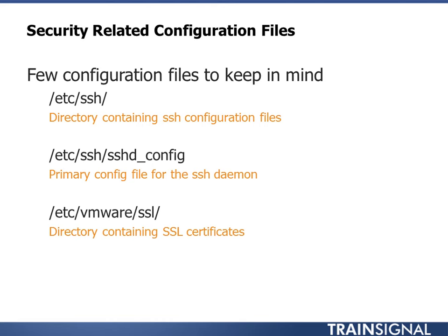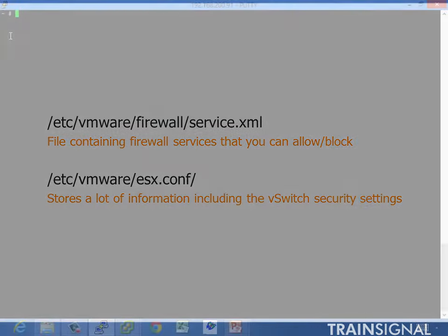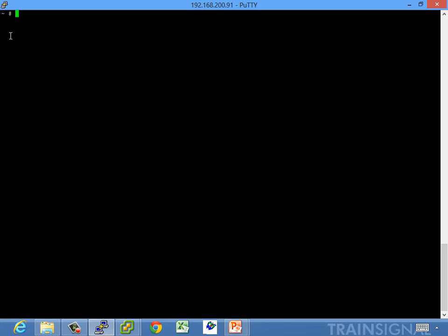The next directory we want to look at is for your SSL certificate, /etc/vmware/ssl, and again we'll talk about this one in a minute. For your firewall, the basic config for your different services that you see in your firewall allow deny list are in /etc/vmware/firewall/service.xml. And then you have your esx.conf file, which has a whole ton of information, /etc/vmware/esx.conf. So let's take a quick look at those.